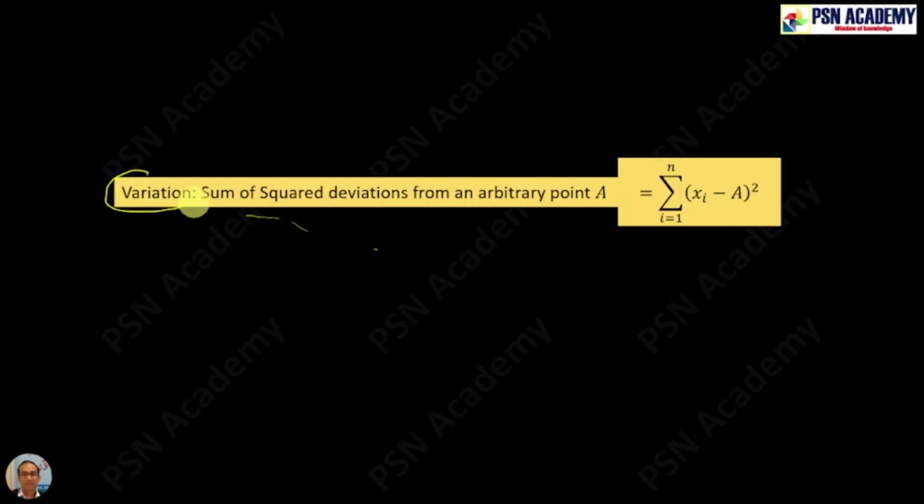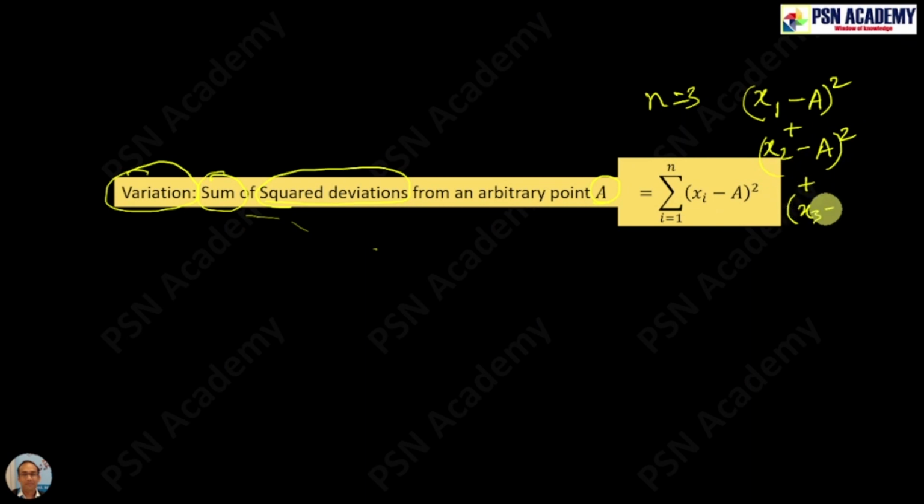The first one is variation. Variation is not equal to variance, right? So see, what is variation? It is a sum of squared deviations from an arbitrary point A. That means it is just a sum, right? So you give the summation sign over here, i equal to 1 to n, (xi minus a) whole squared. That means if your n is 3, then you find the gap x1 minus any arbitrary point A and you square it, plus x2 minus a, you find the gap and you square it, and here x3 minus a and you square it. So you add these squared terms and you get variation.